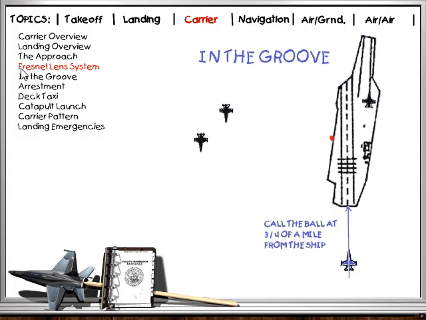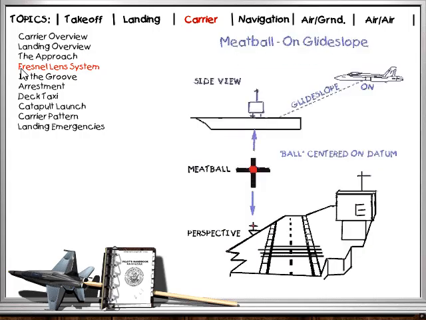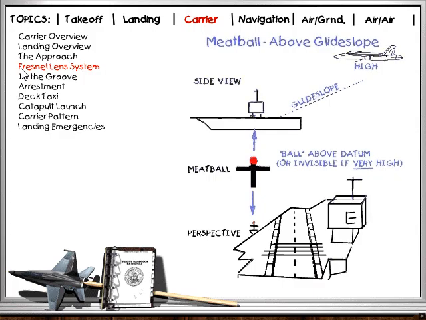Call the ball when you're about 3/4 of a mile out by pressing Shift L. The meatball informs you of the position and the relative movement of your aircraft in relation to the glide slope. If your aircraft is on glide slope, you'll see a centered ball, which means the cell aligned with the datum will be lit. As your aircraft moves to a position higher than the glide slope, a cell above the datum will be seen, giving the effect of a ball moving upwards.